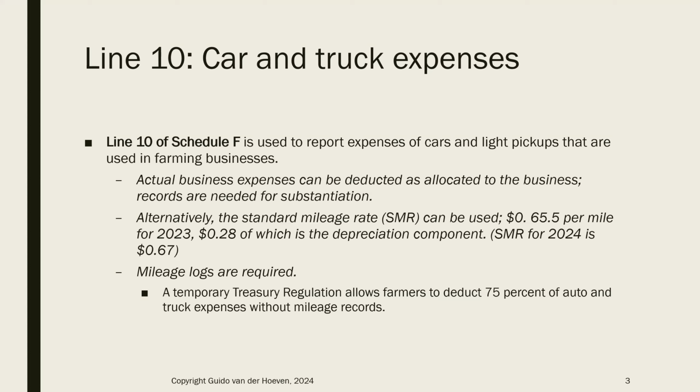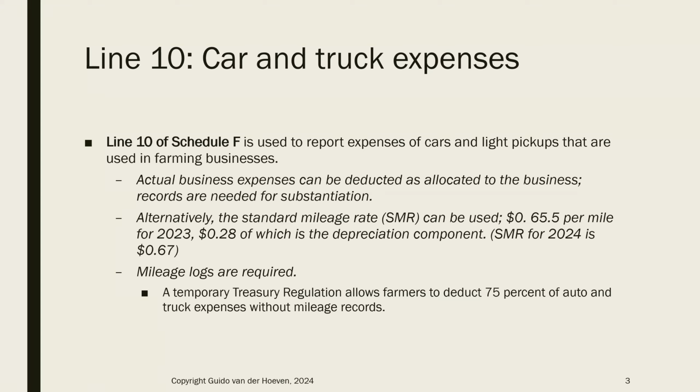One is that actual business expenses can be deducted as allocated to the expense, but we're going to need substantiation provided through whatever record keeping system you're using. That would include our depreciation, our fuel charges, and those kinds of things.